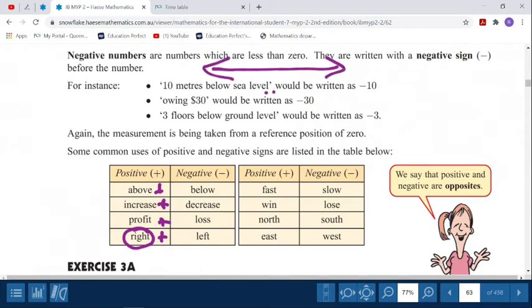think about the number line. As you go right, that's the positive zone. You're going up, right? And that's why we think of it as right, okay? We think of 0 as having things to the right or the left, okay? So look at the negative ones. Below, negative, decrease, loss, and now we know that left also would mean a negative. So if you move left on the number line, you're moving in the negative direction. A few others here with some surprises, probably. Fast, positive, slow, negative. Win, positive, lose, negative.